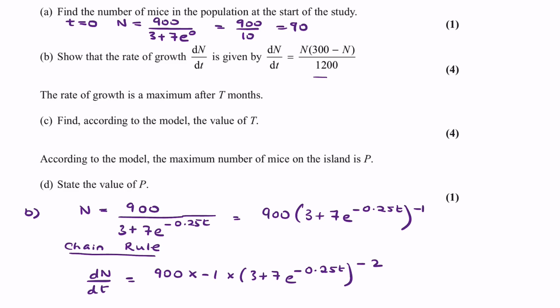So I've differentiated the main function with respect to the power, and now I'm going to differentiate this bit right here. The differentiation of 3 is, of course, 0, and the differentiation of 7e to the power of minus 0.25t is 7 times minus 0.25 e to the power of minus 0.25t. That is the differentiation of the inner function.